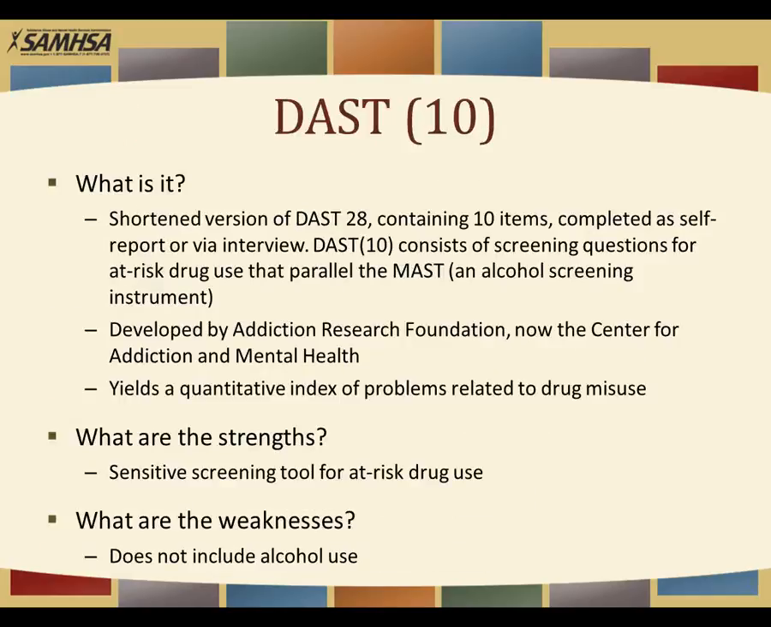The DAST-10 is a shortened version of the DAST-28 that contains 10 items. It can be completed as a self-report or through an interview, and it consists of screening questions for at-risk drug use that parallel an alcohol screening instrument. It was developed by the Addiction Research Foundation. It yields a quantitative index of problems related to drug misuse. It's a sensitive screening tool for at-risk drug use, but it does not include alcohol use.